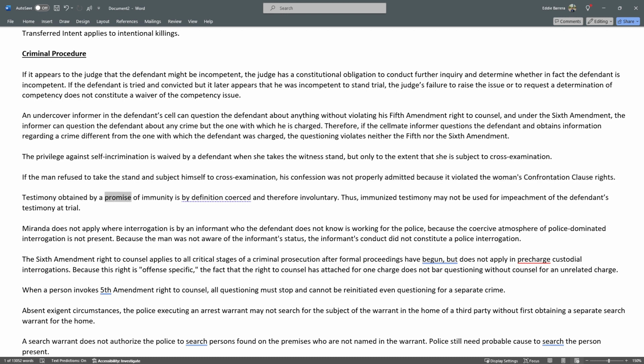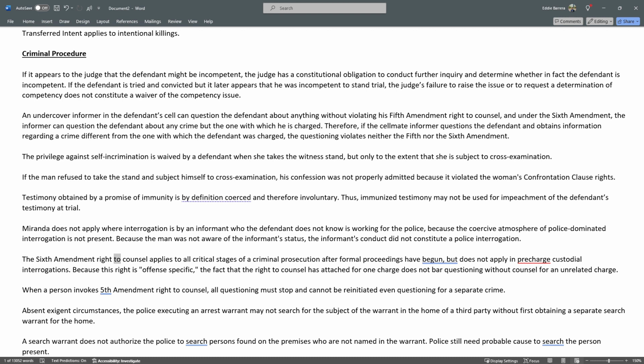Testimony obtained by a promise of immunity is by definition coerced and therefore involuntary. Thus, immunized testimony may not be used for impeachment of the defendant's testimony at trial. Miranda does not apply where interrogation is by an informant who the defendant does not know is working for the police, because the coercive atmosphere of police-dominated interrogation is not present. Because the man was not aware of the informant's status, the informant's conduct did not constitute a police interrogation.